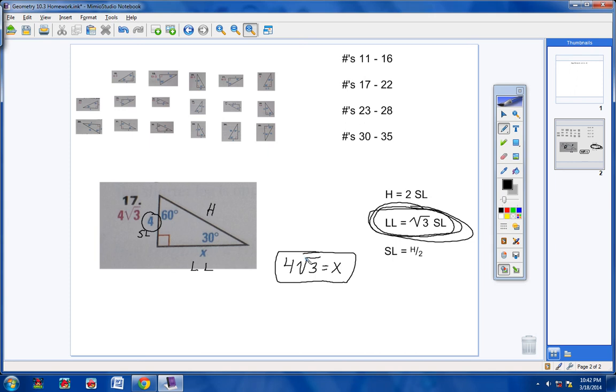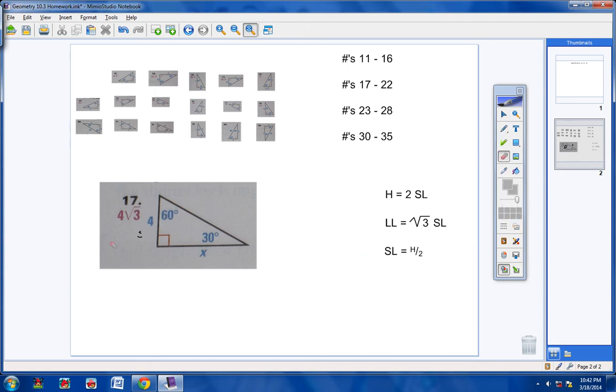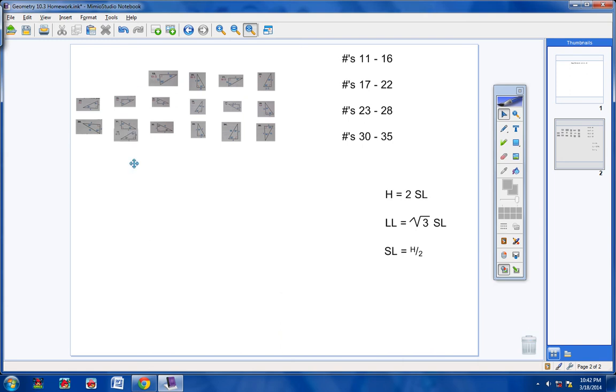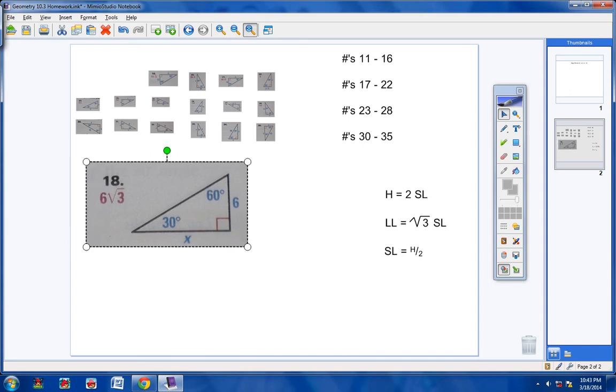That's it. Okay, so if you're looking for the longer leg, take the shorter leg and multiply it by the square root of 3. Okay, not too difficult. That's why these formulas are really, really helpful. And again, these formulas only work when you're dealing with the 30, 60, 90 triangle. Okay, all right, continuing on, let's go ahead and label our sides here.